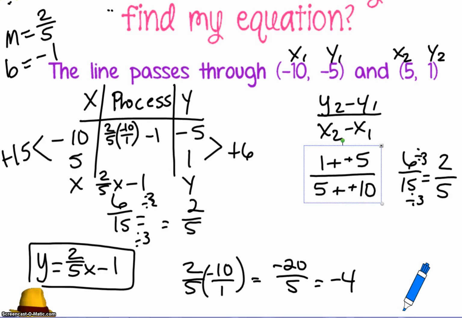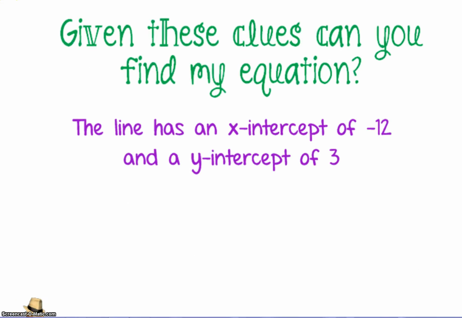So let's do another example. Given the clues, can you find my equation? The line has an x-intercept of -12 and a y-intercept of 3. I know this doesn't look like it has 2 points given, but it really does. Let's remember about x-intercepts. X-intercepts is where it crosses the x-axis. So if it crossed at -12, what is your y value? 0. So your point is -12, comma 0. So there's your first point.